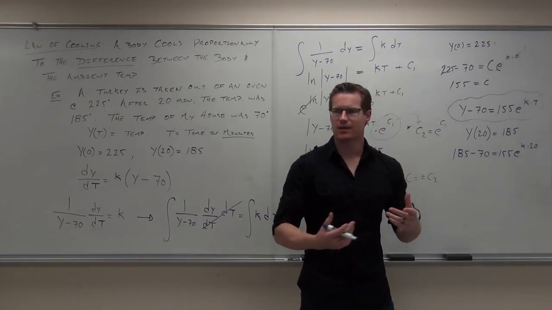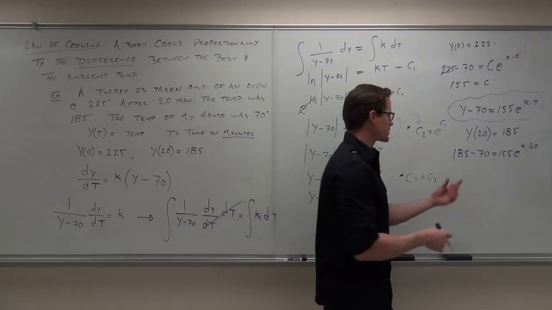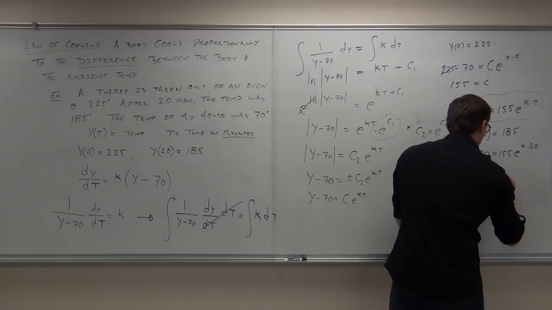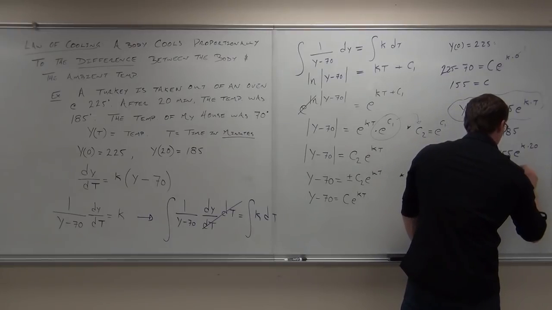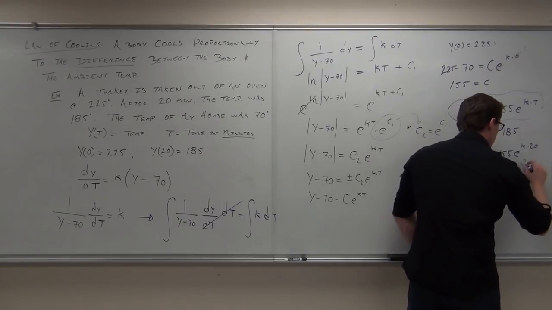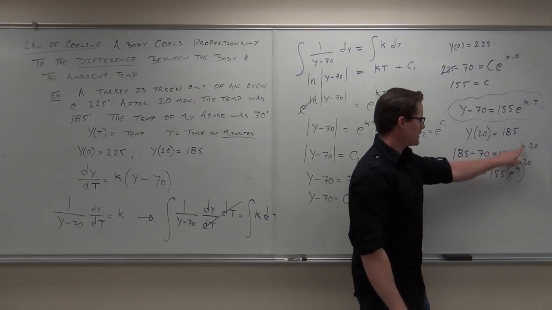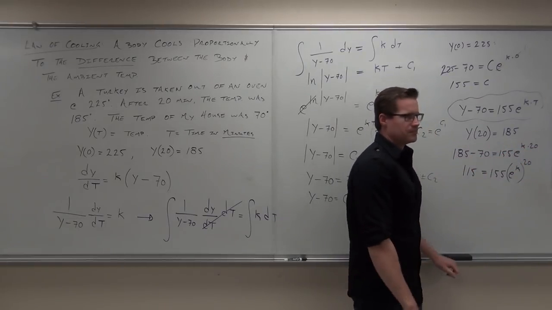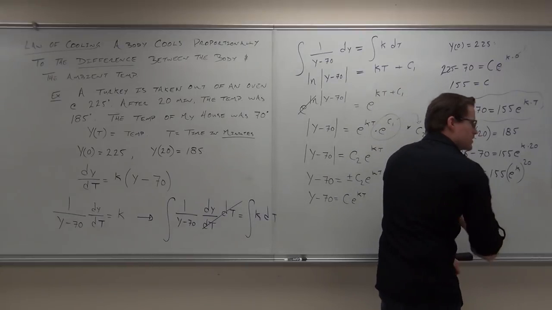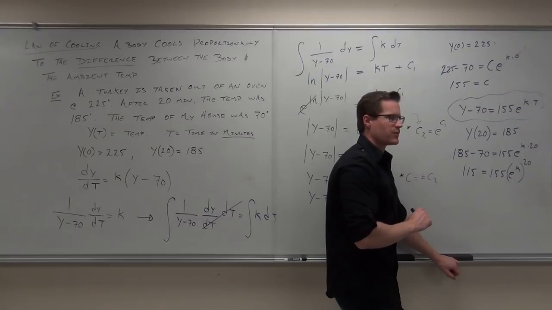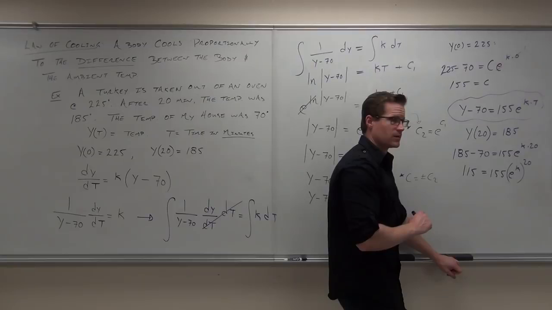Let's solve for e to the k like we did before. That way we don't have to worry about those ln's. 185 minus 70, 115, equals 155 e to the k. I'm going to write it like this right now, just to the 20th power. E to the k times 20 is the same thing as e to the k to the 20th. Then what do we do? Divide by 155. Let's divide and let's simplify. What do you get when you divide 115 by 155 and simplify? How much do you get? 23 over 31?